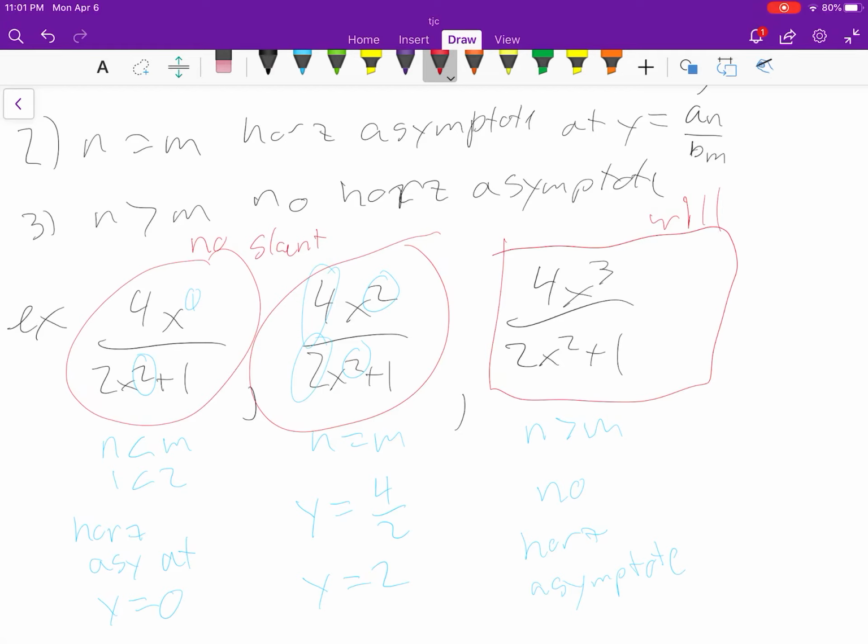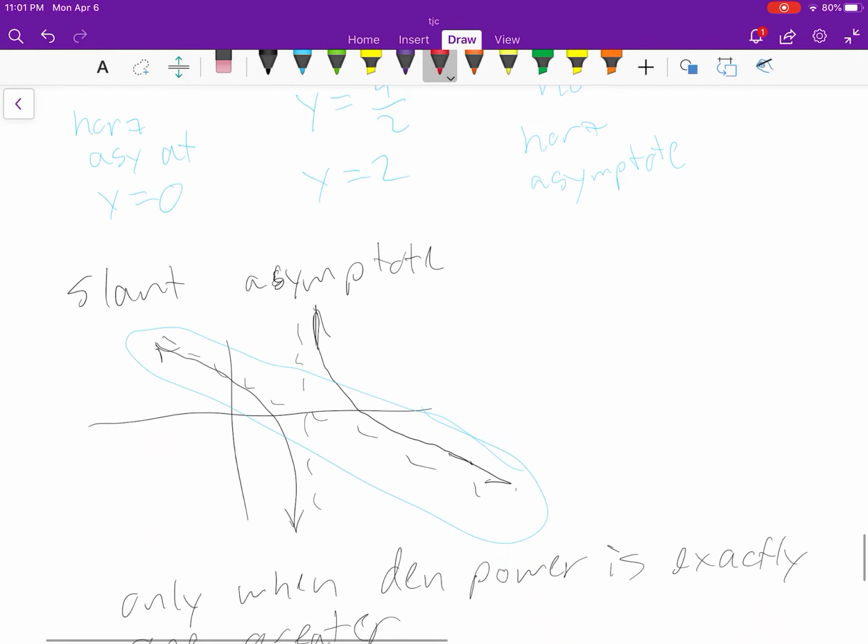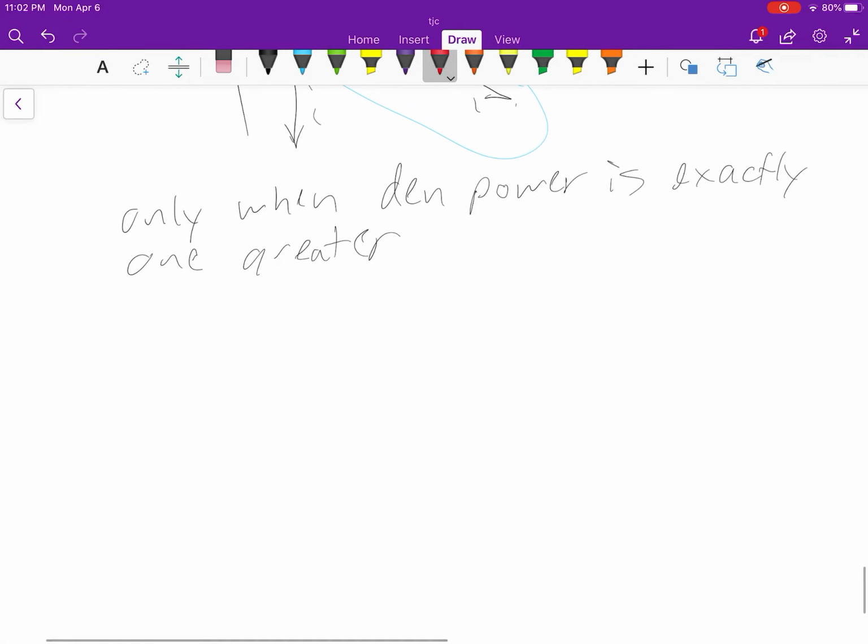So note right off the bat that if you have a slant asymptote, you will not have a horizontal one, because in order to have that slant, the numerator has to be exactly 1 greater in power than the denominator. And this guy here is exactly 1 greater. So this will have a slant asymptote, but it won't have a horizontal. So you can't ever have both a slant and a horizontal. That's one thing to note. Well, how do you find them? Let's do an example here.